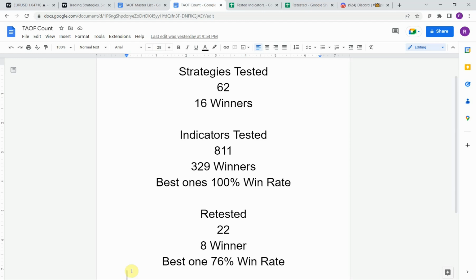Now you need to go back and watch those videos to understand the context of how they were able to achieve that. So go back and watch those videos and see what you can get out of those winning indicators. We've also retested in the advanced testing 22 of the winning indicators. 8 of them have been able to maintain the winning status, the best one a 76% win rate. Keep in mind that we test most of these indicators and strategies on the Forex and crypto market, but they can be applied to just about any market and time frame universally.